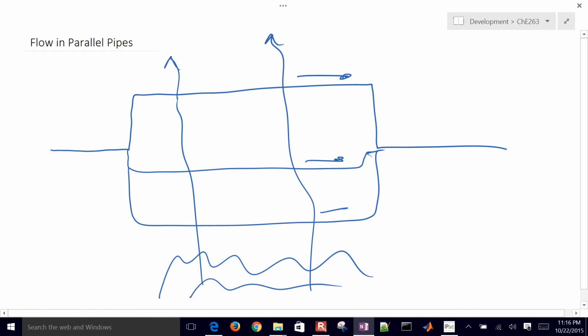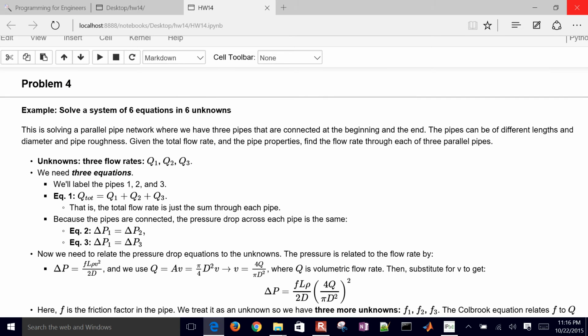The flow rate through here, and these are going to be volumetric flows, so Q1, Q2, and Q3, and then also we want to be able to determine the pressure and a couple other things about how the fluid flows through these three pipes. So let's get back to the equations here. We want the three flow rates. We'll label the pipes 1, 2, and 3.